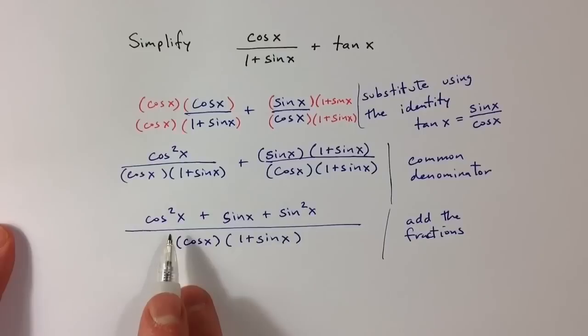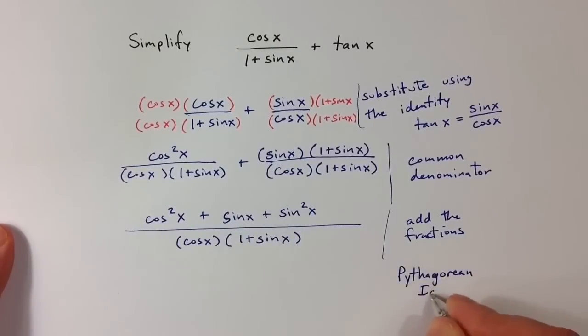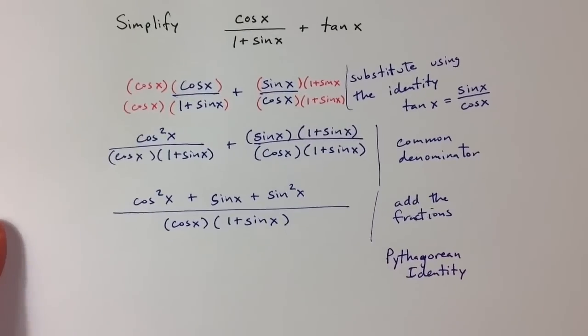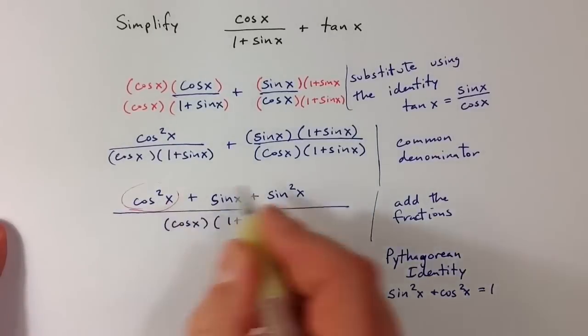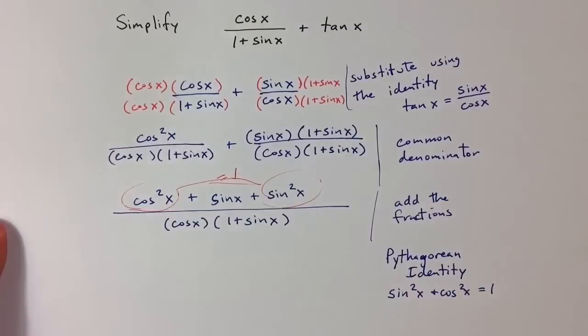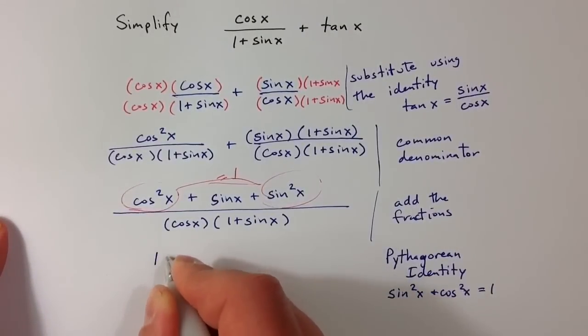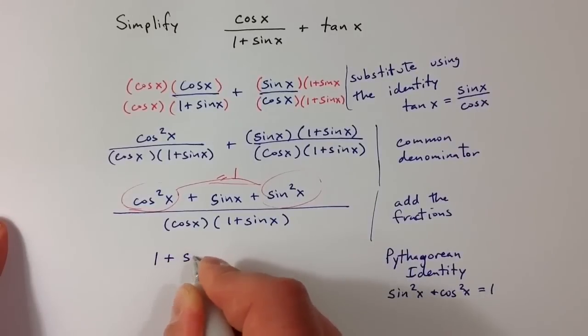I have a cosine squared and I have a sine squared. And we just said a moment ago that the Pythagorean identity is sine squared plus cosine squared equals 1. That means that these two terms together equal 1. And so the Pythagorean identity can make sort of big jumps in simplification. The numerator is really the same as 1 plus sine of x.